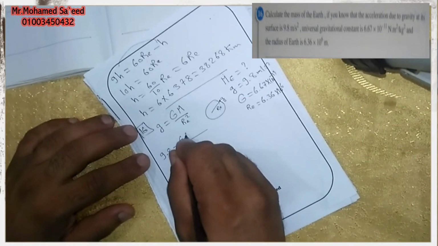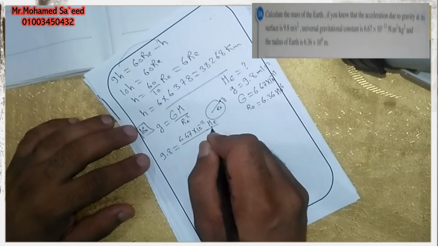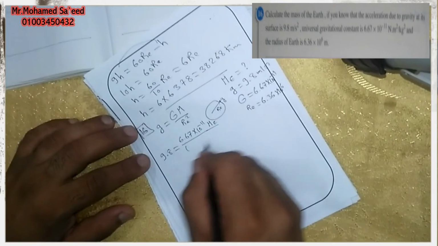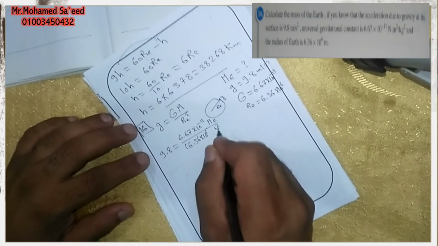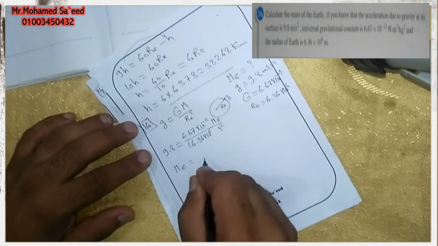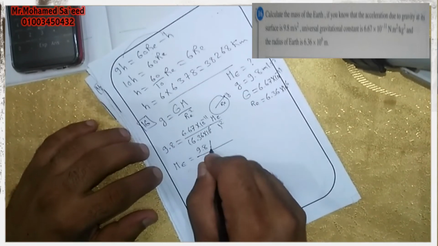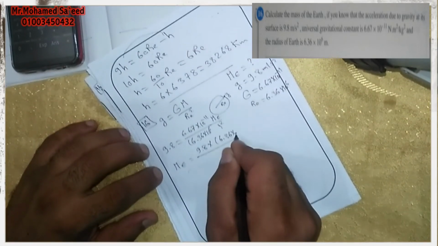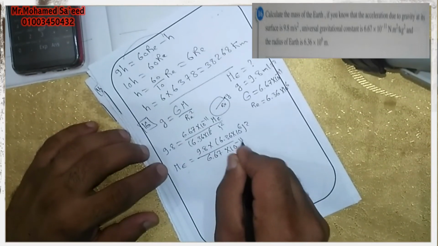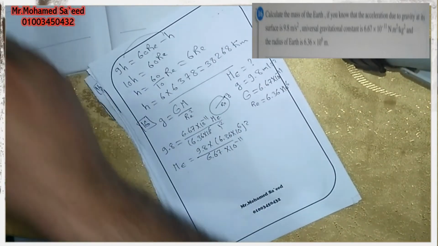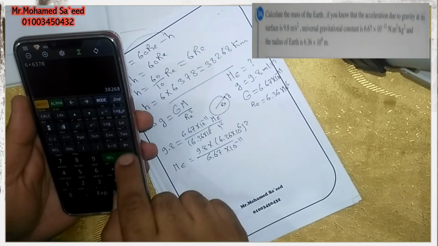9.8 equals 6.67 times 10 to the power negative 11 times the mass of the Earth, which we want to calculate, over 6.36 times 10 to the power 6, all power 2. So the mass of the Earth equals 9.8 multiplied by 6.36 times 10 to the power 6, all power 2, over 6.67 times 10 to the power negative 11. The mass of the Earth is a constant, approximately 6 times 10 to the power 24 kilogram.